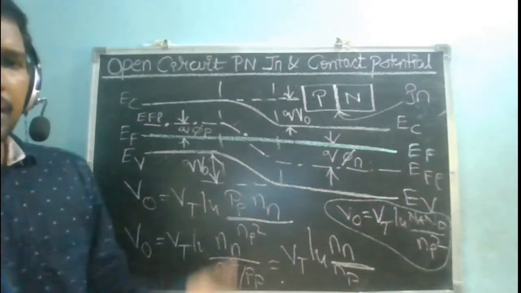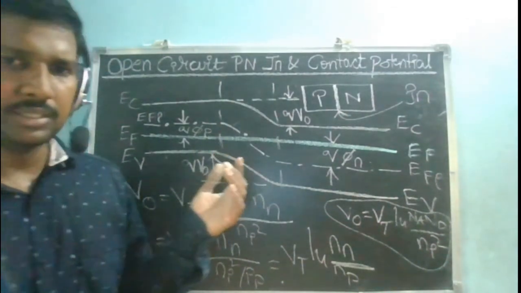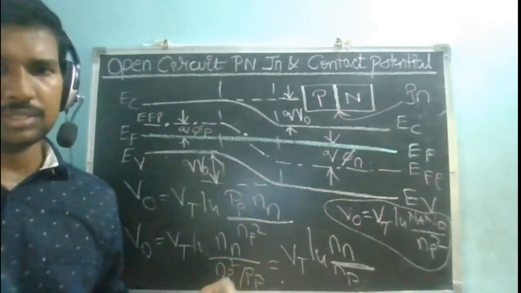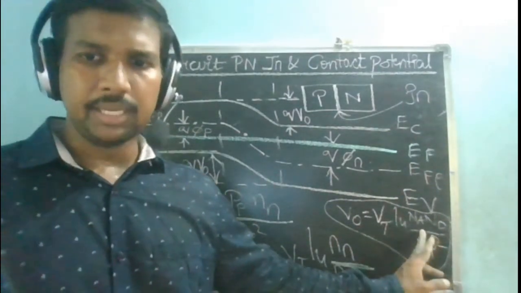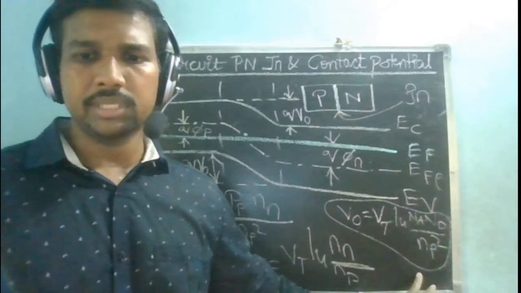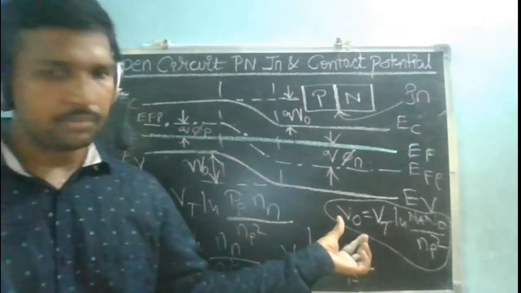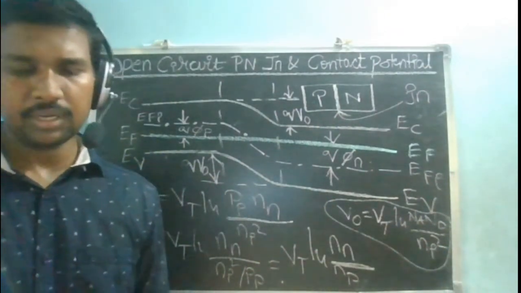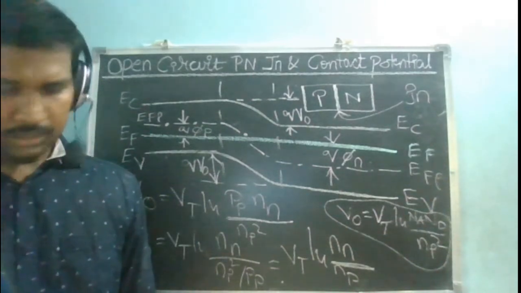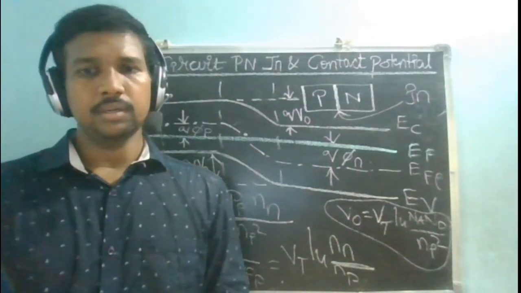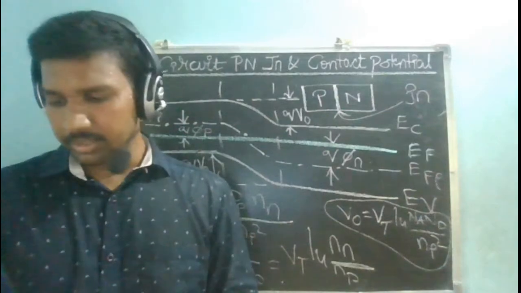In a nutshell, as a device engineer, at the beginning you can design yourself: I want to fix my NA and ND because I know my NI. Then you can fix that your V0 should be something like this. Is this fine? Any questions?